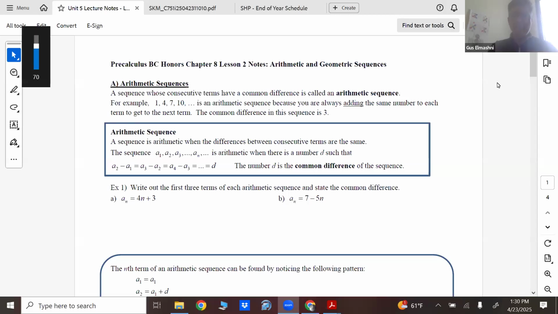Okay, anyway, an arithmetic sequence. It's a very basic sequence. So you guys already got exposed to sequences right before we left for break, right?